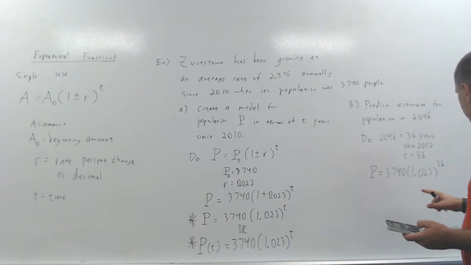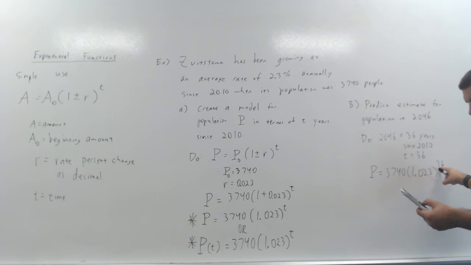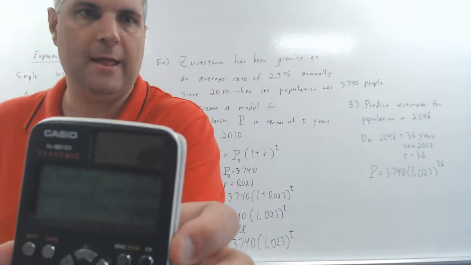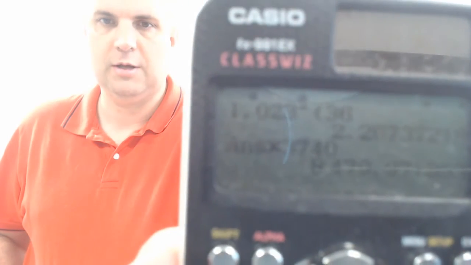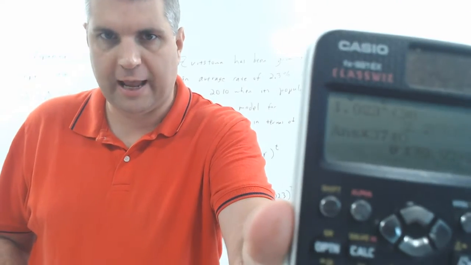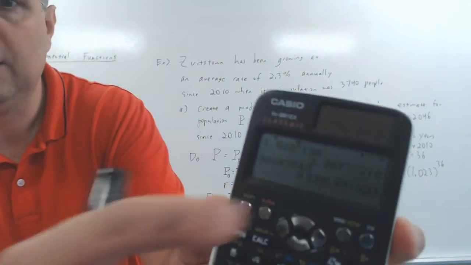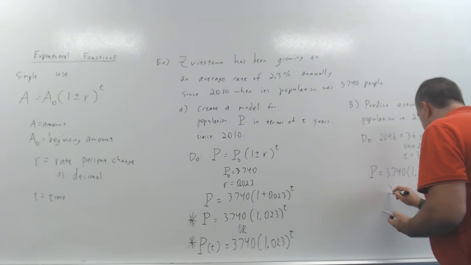So 1.023 to the 36th power, and then take that times 3,740. Now, since it's population, you're going to want to round to the nearest whole person. Okay? So, looks like I'm going up to 8,480 people.